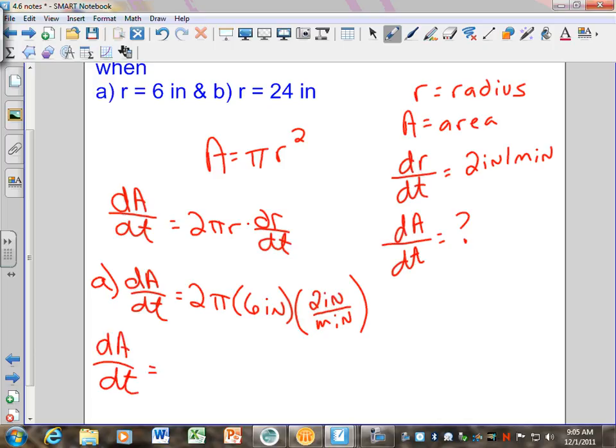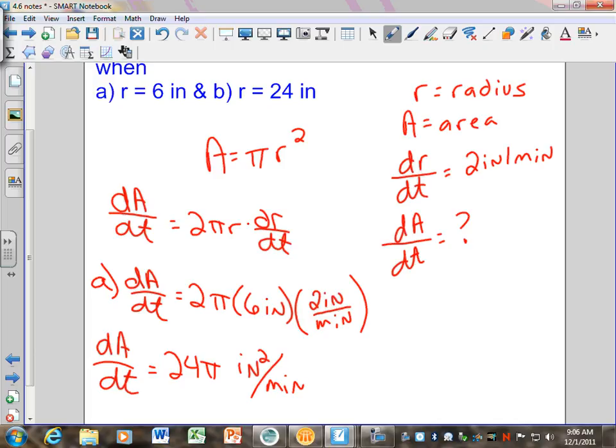And that's 24 pi. Do you agree with that? Since this is a related rate problem, it's really important that you put the proper units on there. If you put the units in your problem, you should be able to see that inches times inches is square inches per minute. And so it is important that you put the units with that.